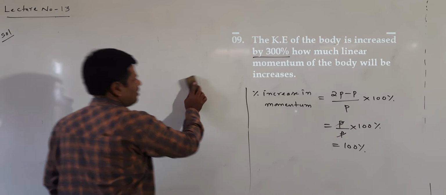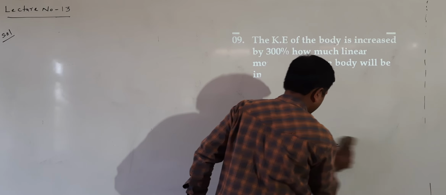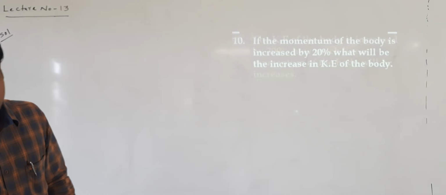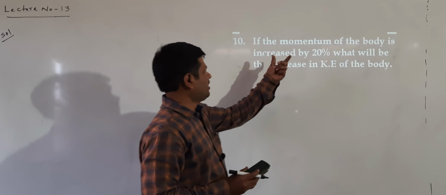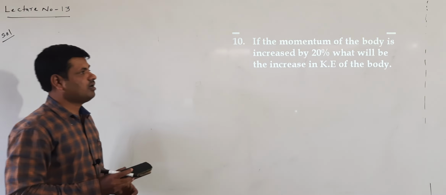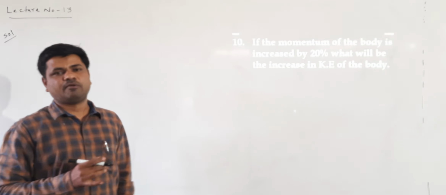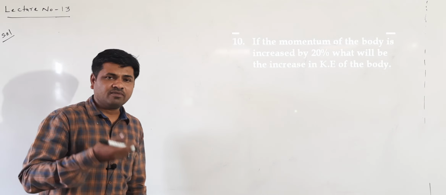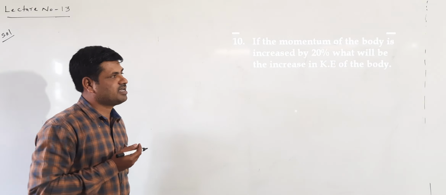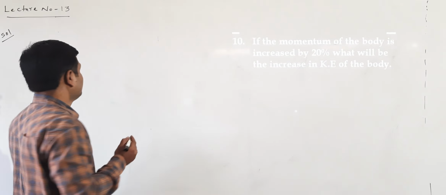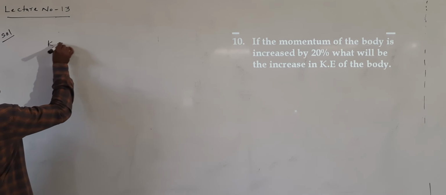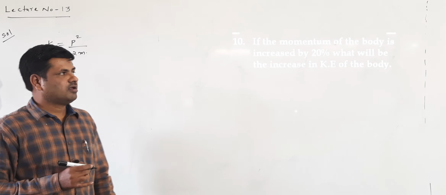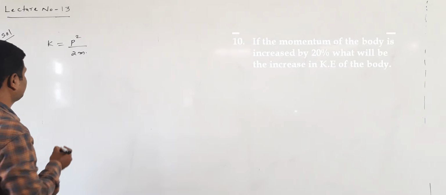Next we go to the last numerical in this chapter. If the momentum of the body is increased by 20%, what will be the increase in the kinetic energy of the body? Same problem, same formula, but here it is kinetic energy. In the 9th problem, kinetic energy increased by 300%. But here momentum increases. We know the relation between kinetic energy and momentum: K is equal to P square by 2m. Right? Here momentum is increased by 20%.